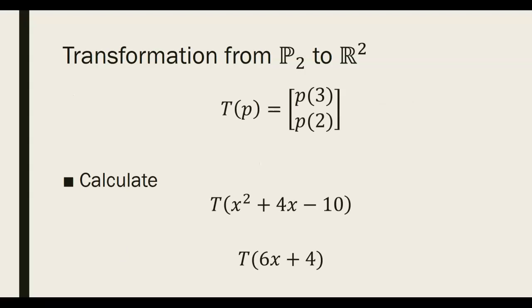Now, let's just try to understand what this transformation is doing and how to calculate with it. We've dealt with one similarly earlier in the class, but I want to refresh your memory about that before we move on. So I want you to try to calculate what this transformation would do to x squared plus 4x minus 10. And then figure out what this transformation would do to 6x plus 4. Push pause and see if you can do that. If you've forgotten, then just wait a couple of seconds and we'll start going there.